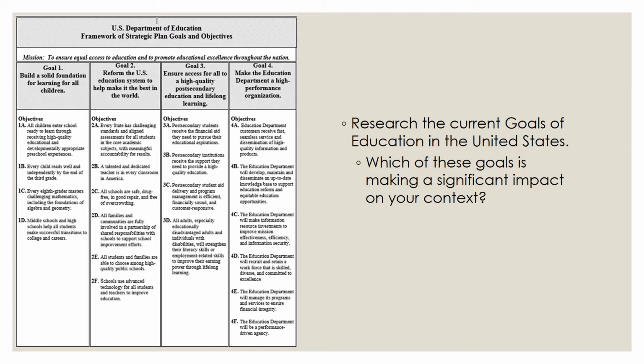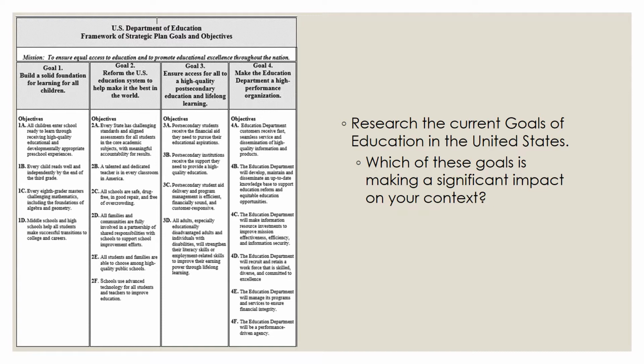First, I wanted to take a look at the U.S. Department of Education's framework and their goals for education. Just going to look at the top goals there. Goal 1, to build a solid foundation for learning for all children. You can see that Objective 1B, every child reads well and independently by the end of 3rd grade, is kind of where we have the rule in statute in the state of Florida that states that if a student fails the FSA at the 3rd grade, that they will repeat, go to summer school, and all those choices. So that's where this comes from.